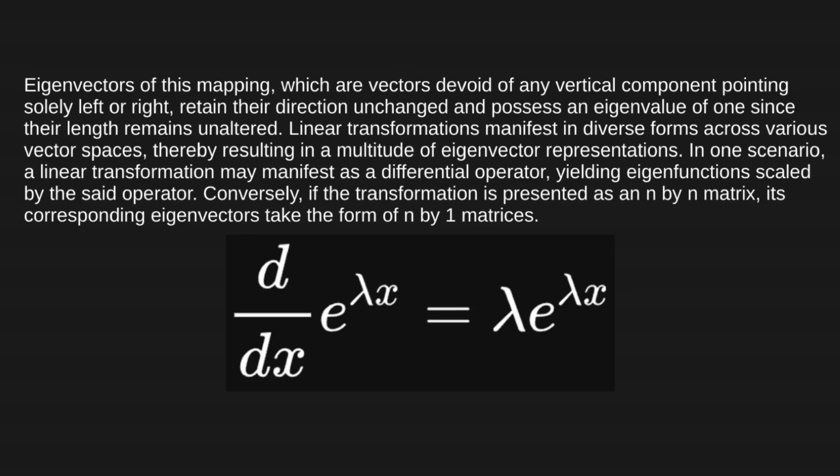Linear transformations manifest in diverse forms across various vector spaces, thereby resulting in a multitude of eigenvector representations. In one scenario, a linear transformation may manifest as a differential operator, yielding eigenfunctions scaled by the said operator. Conversely, if the transformation is presented as an n by n matrix, its corresponding eigenvectors take the form of n by 1 matrices.